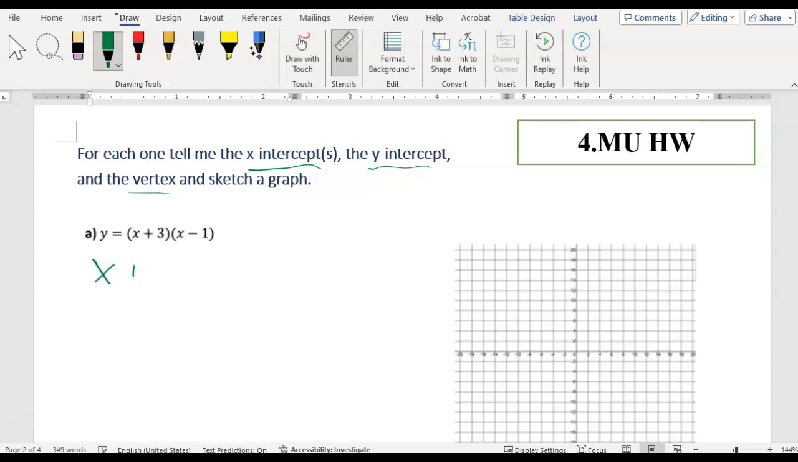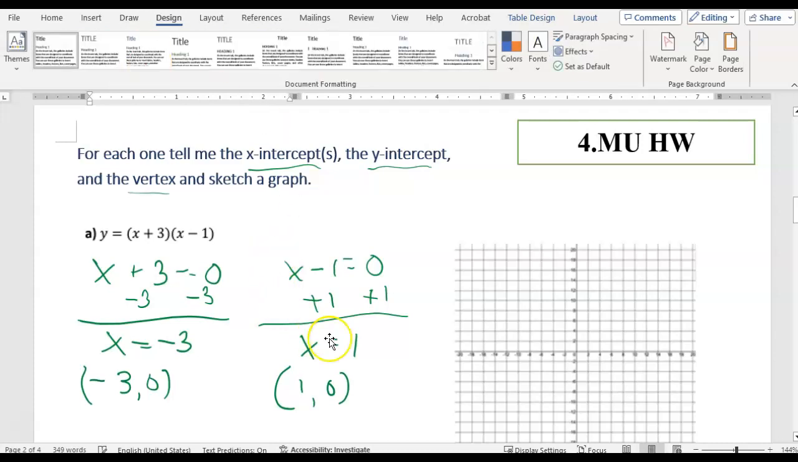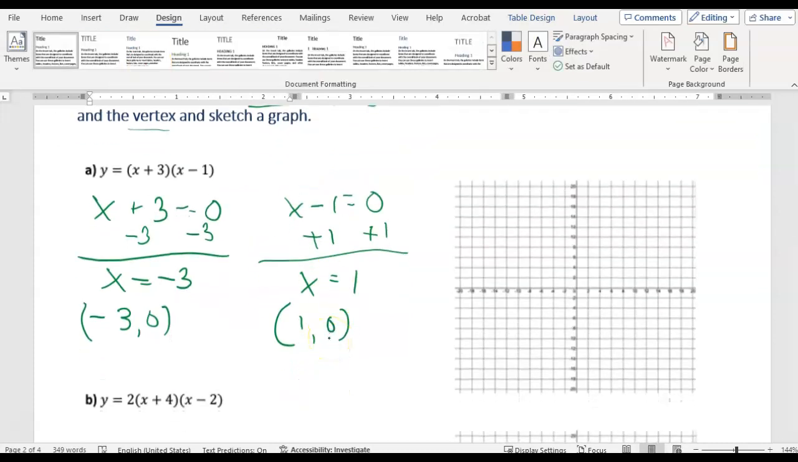Because this is already factored, this is easy because I can set each one to 0. So this would subtract 3 on both sides, and then we get x equals -3. So one of them is (-3, 0). Oops, I'm going to add 1 to both sides. We get x equals 1. That's (1, 0). So now we have our x-intercepts. So I can go ahead and mark that on here at -3 there, and +1 here.